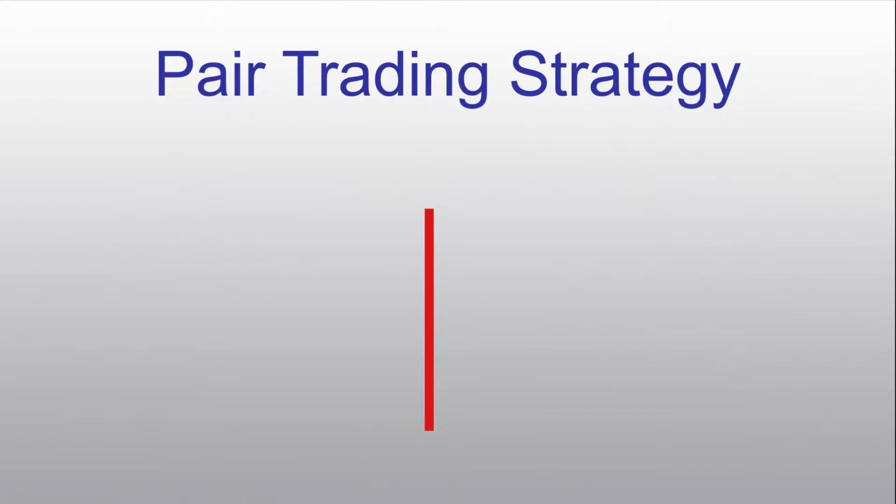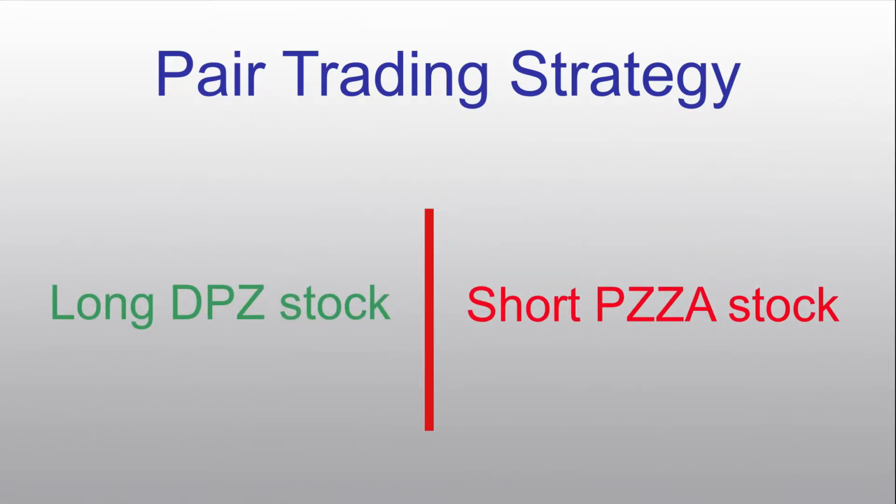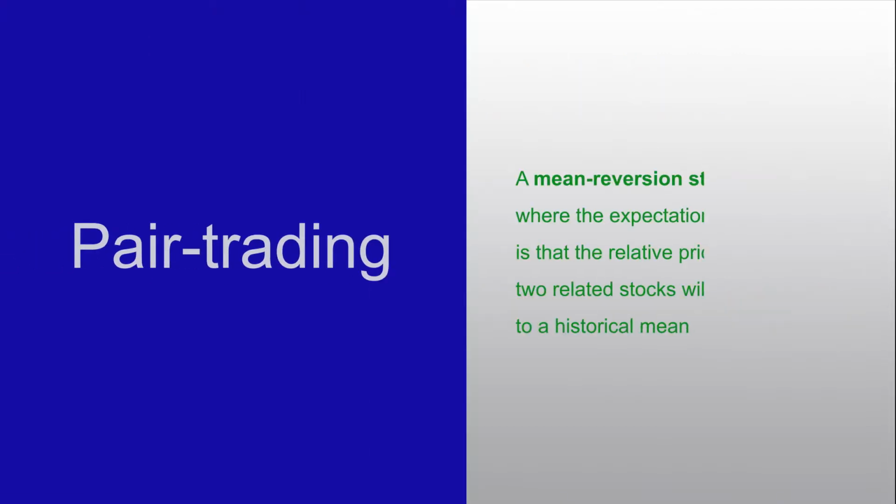Pair trading is a popular strategy in algorithmic trading where an instrument is bought and the related instrument is sold short. For a general discussion of pair trading, there are many resources available on the internet. Often pair trading stocks is a mean reversion strategy, where the expectation is that the relative price difference in two related stocks will return to a historical mean.